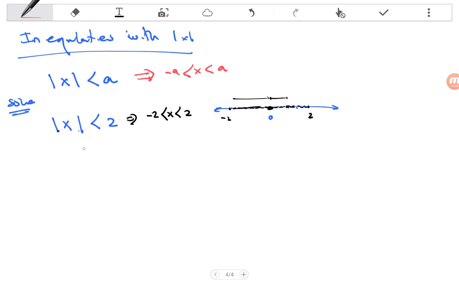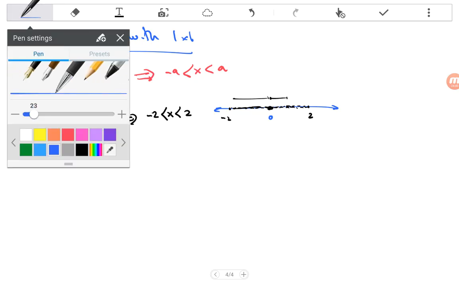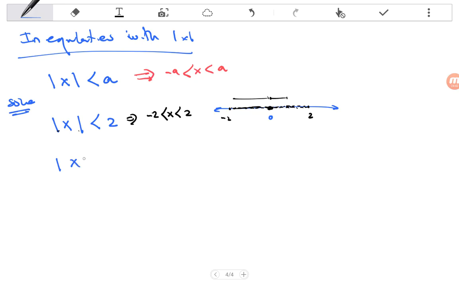What about finding the solution of absolute x greater than a? For example, I need to find all the x's that have an absolute value greater than 2. What would be the solution in this case?